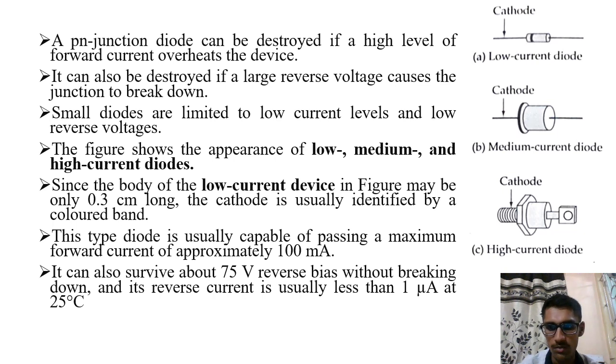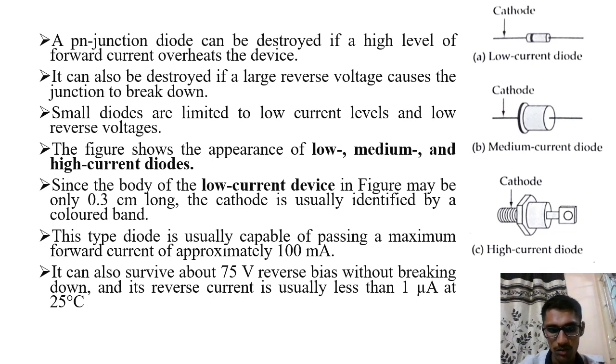Small diodes are limited to low current levels and low reverse voltages. Since the body of a low current diode is smaller, that is 0.3 centimeters long, the cathode is usually identified by a colored band. You can observe a black band on the low current diode. It is on the left end of the diode, which is identified as cathode.